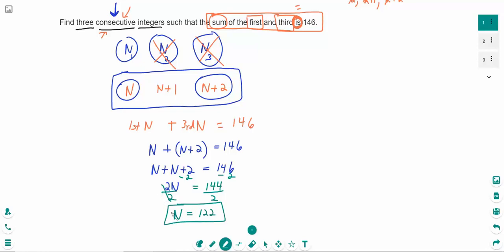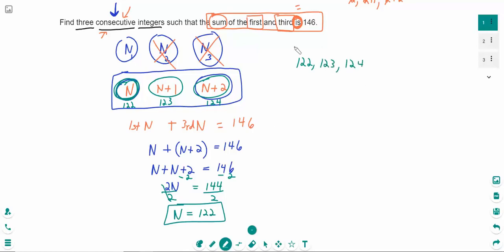So are we done? Well, we have to think about what this n means. This means that the first number in our series of three consecutive integers is 72. This one right here. We can replace this guy with 72. What would the second number then be? The second number would have to be 73. And the third number would have to be 74. Once we know the first one, we know the rest of them. So the three consecutive integers in question here are 72, 73, and 74.